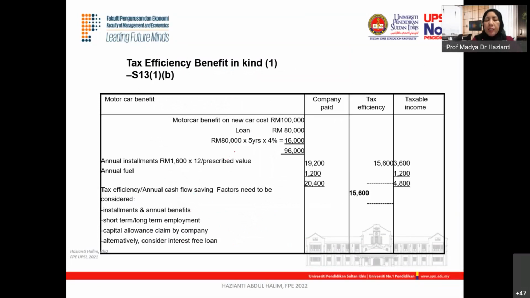Tax efficiency, again, is about how to minimize the tax payment. In this case, for example, a motor car benefit, new car 100,000, loan 80,000, interest 16,000, so it comes to 96,000. Installment 1,000 times the prescribed value. The annual fuel is the same. This is paid by the company. So this is to show, if the company pays, this is the taxable income. Company pays or company gives the car.